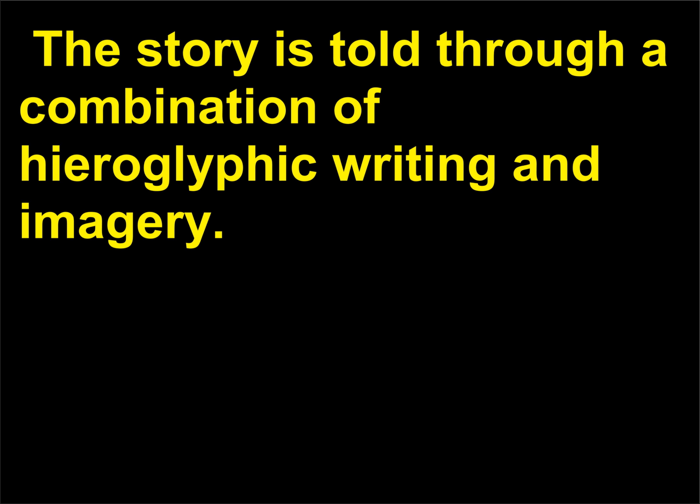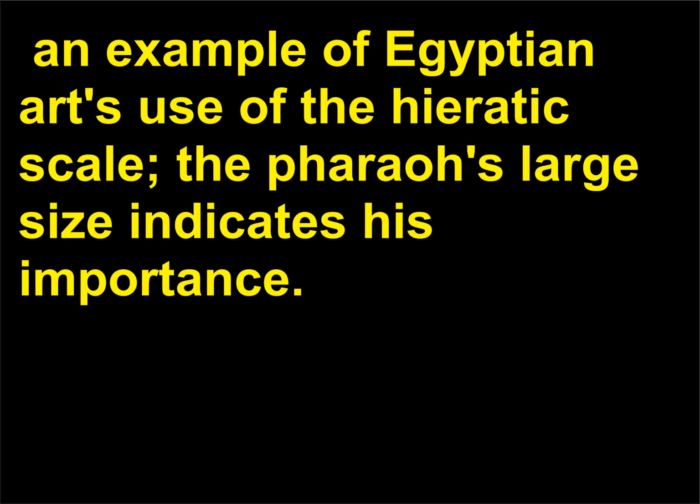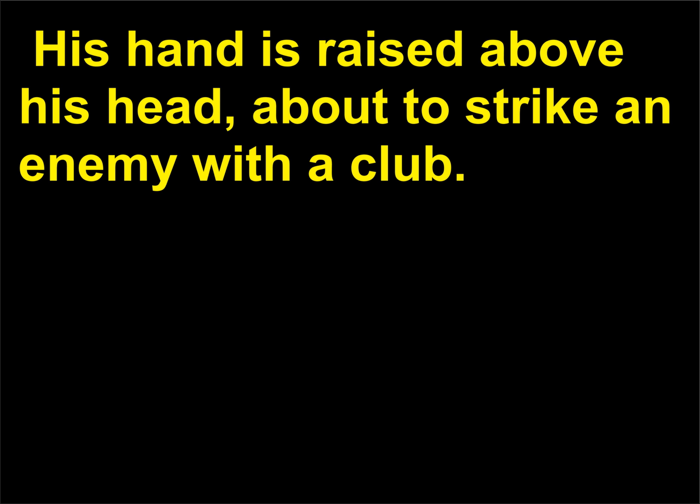The story is told through a combination of hieroglyphic writing and imagery. On one side of the palette, Narmer is the largest figure depicted. An example of Egyptian art's use of the hieratic scale, the pharaoh's large size indicates his importance. His hand is raised above his head, about to strike an enemy with a club.